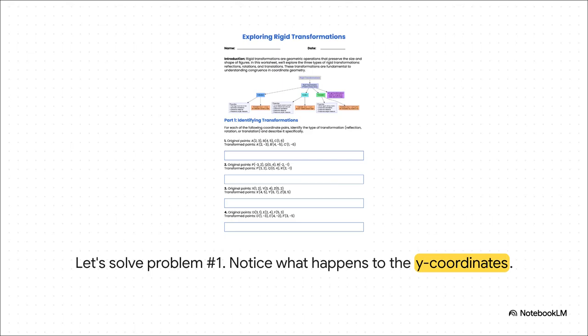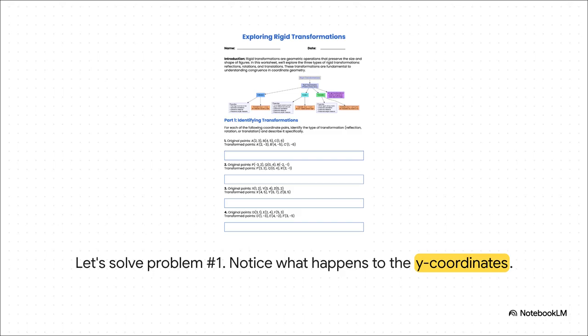Look at the clues. The original shape has a point A at (2, 3). The new shape, its image, has a corresponding point A' at (2, -3). Let's check another clue. Point B is at (4, 5), and it becomes B' at (4, -5). Do you see the pattern here?